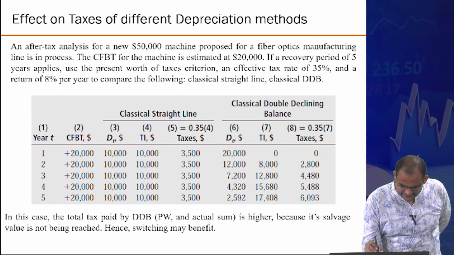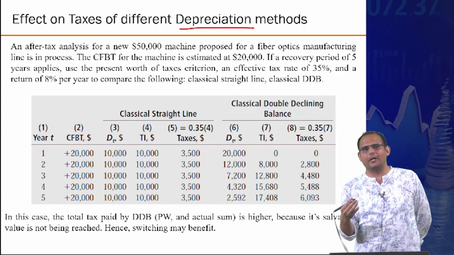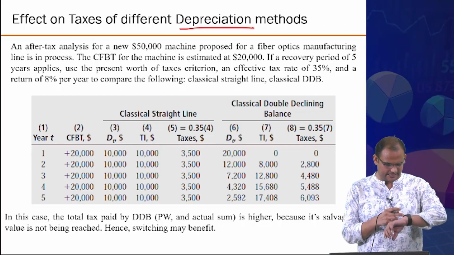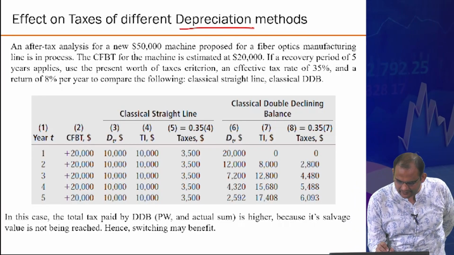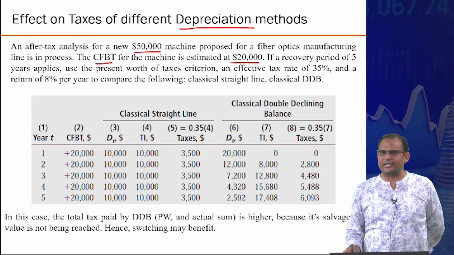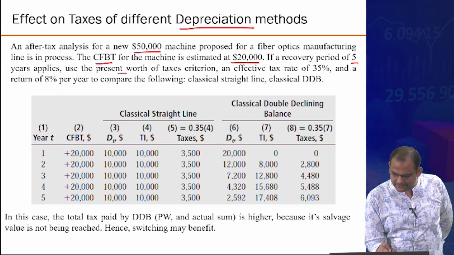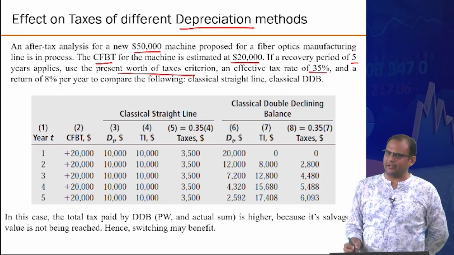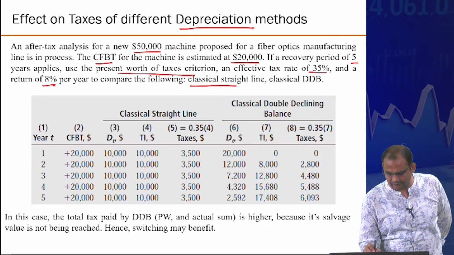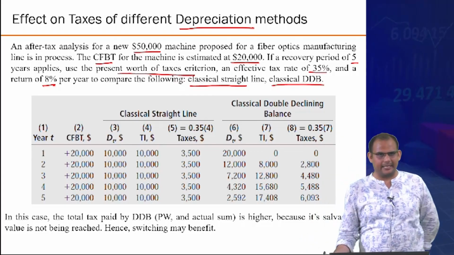Now, effect of taxes on different depreciation methods. Depending upon the depreciation method you choose, the overall taxation can significantly be influenced, and that's what we will look at here through one simple example, not too complicated. Let's say a $50,000 machine is proposed. The cash flow before tax for the machine is assumed to be $20,000. If a recovery period of 5 years is given, use the present worth of taxes criteria, effective tax rate of 35% and a yearly return of 8%. Compare the following. Which tax method is better? Classic straight line or classical double declining balance method.